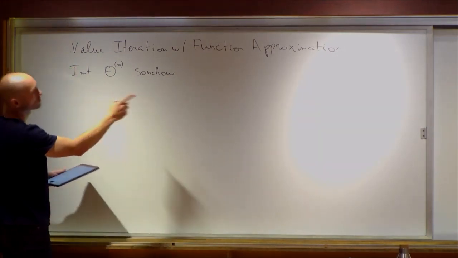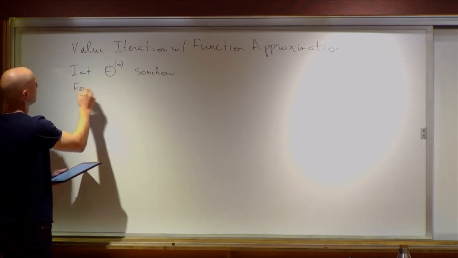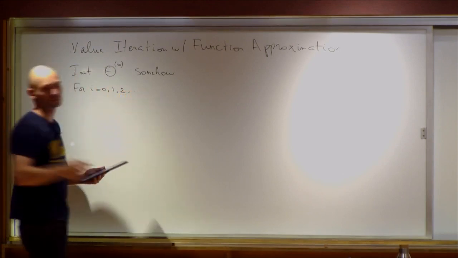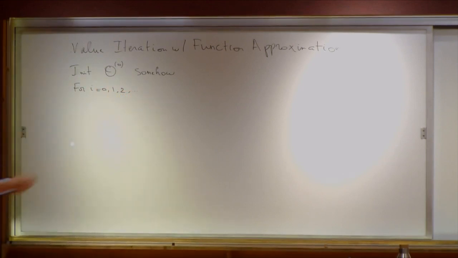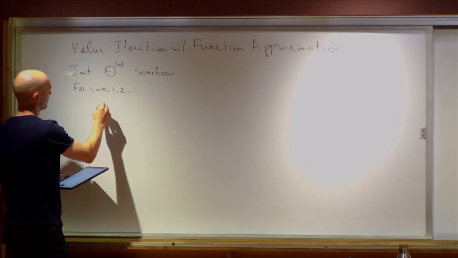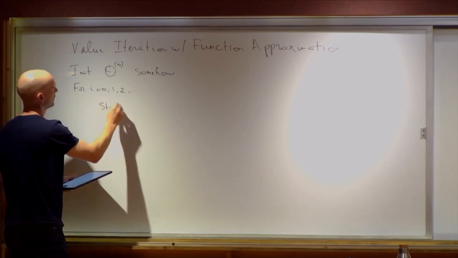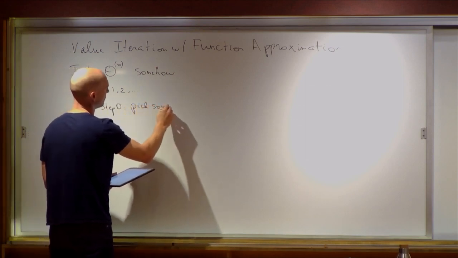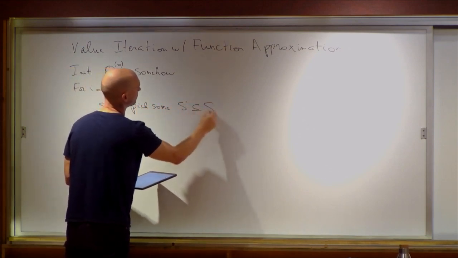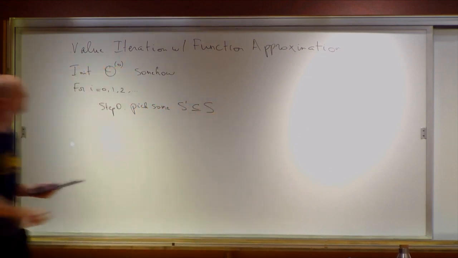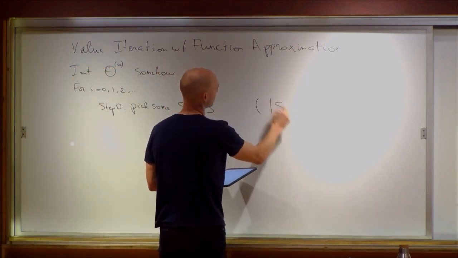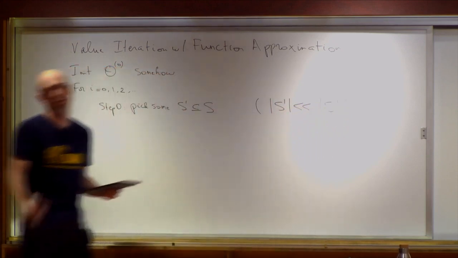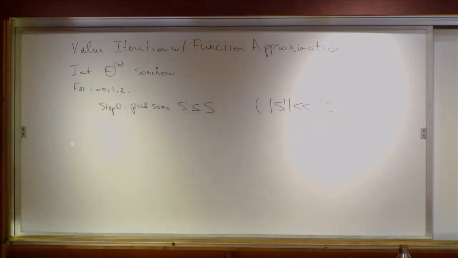Then we iterate, just like we did there, for I equals 0, 1, 2, and so forth, up to some large enough horizon. Then step 0 in our iteration is pick some S prime, which is a subset of the full set of states S. And typically, the size of S prime will be a lot smaller than the size of S. Otherwise, there's no point in doing this. If you could hit every state S, why even bother with this?